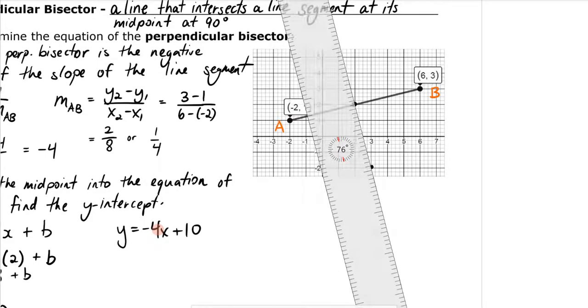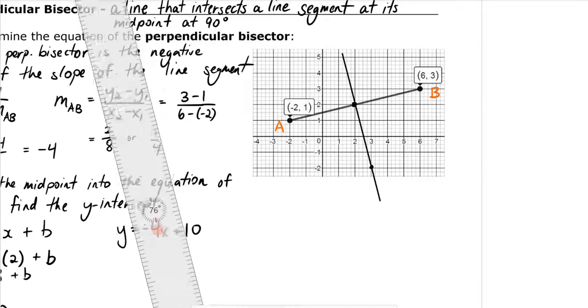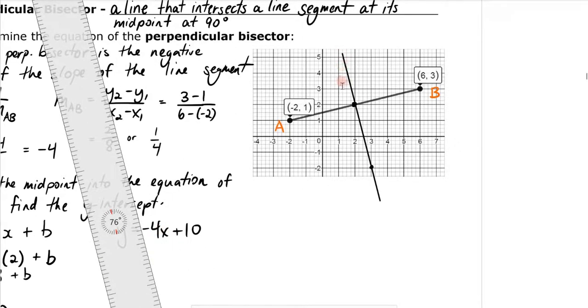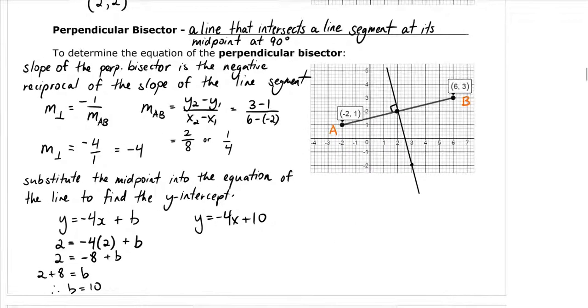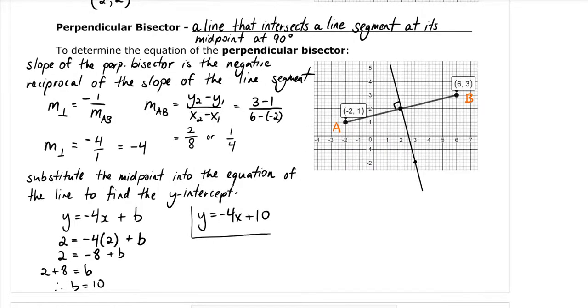Here we go. And there it is. Okay, so this is a line that crosses the midpoint between A and B in this line segment, and it is also at 90 degrees. And that's how you find the equation of the perpendicular bisector.